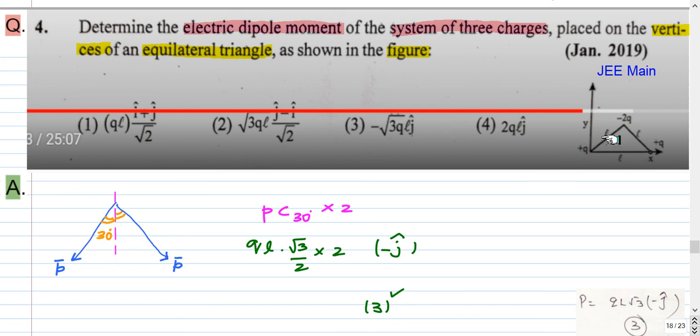This is an equilateral triangle, so this total angle is 60. So the angle made by the dipole with the vertical will be 30 degrees. So the sum of these two dipoles will be the vertical component; the horizontal component will cancel. So it's p cos theta into 2. And cos 30 is root 3 by 2. And p is the charge into distance, that is q into L. And the direction is downwards, which is minus j cap. So it will simplify to qL into root 3. Direction is minus j cap. Correct option is option 3.